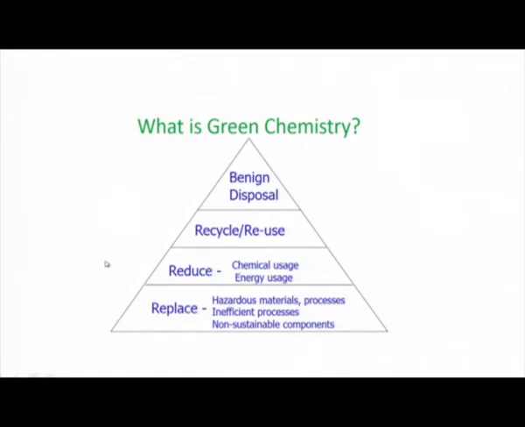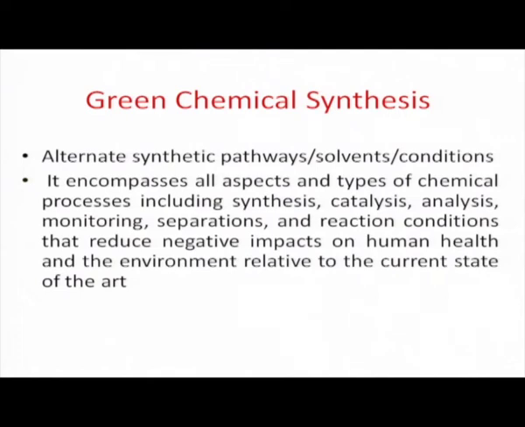And after attempting all these things, if something is not possible, then that particular waste should be disposed of in an environmentally benign way. So, that is the hierarchy of this green chemistry concept. And generally, green chemical synthesis involves evaluating the current process, and if there are some hazardous things, we have to go for alternate synthetic pathways, solvents or conditions. If it is a highly demanding condition, temperature, pressure, etc., with the help of a catalyst we have to minimize it. So, we have to look for a new way of synthesis with elimination of all this hazardous material.